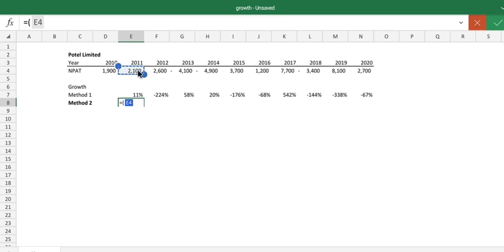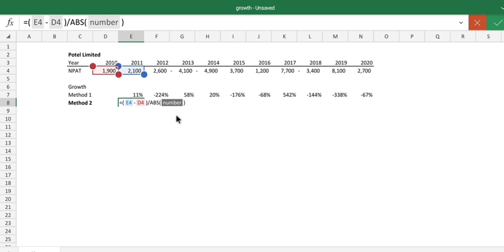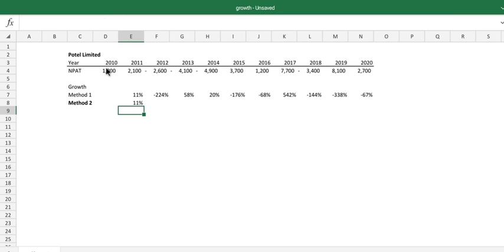On top is the difference, the traditional way, which is the current value minus the previous value. Then instead of dividing by the previous value the way it is, we want it to be absolute, meaning we want it to be positive regardless of whether it was negative or positive. The absolute function, which is ABS in Excel, has only one argument. We just select the previous year's value, then press enter. We're still able to get 11% for the first year.